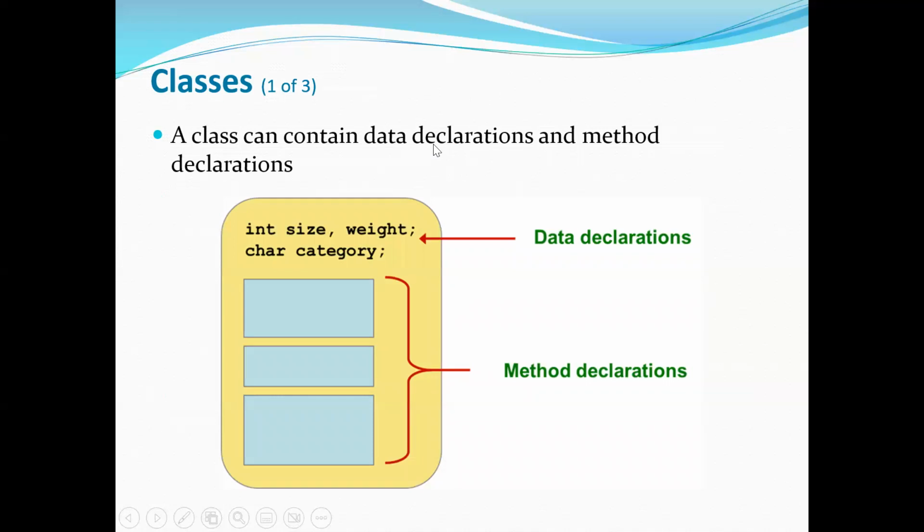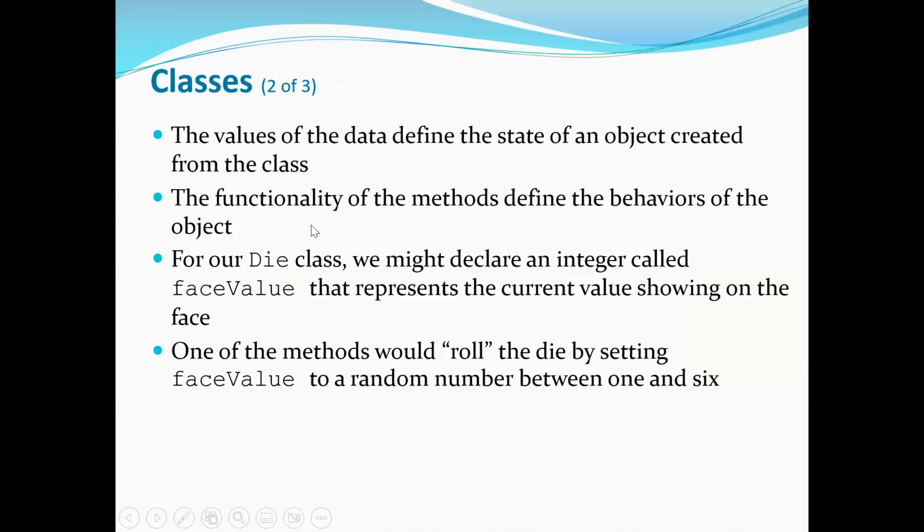The data declaration will be the characteristics or the attributes, and the method declaration will be the behavior. So for example, here we have a class. The data declarations are the size, weight, and category. Then we can have a method declaration. Now, the values of the data define the state of an object created from the class.